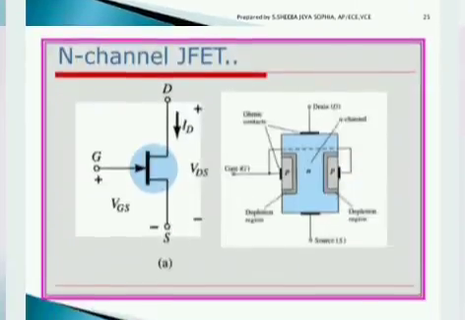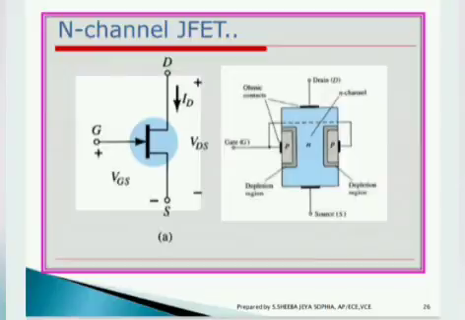As you can see here in the N-channel, a junction is created between the P and N types. So two PN junctions are created, and it conducts the flow of current.